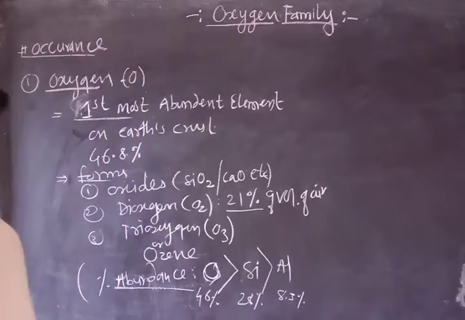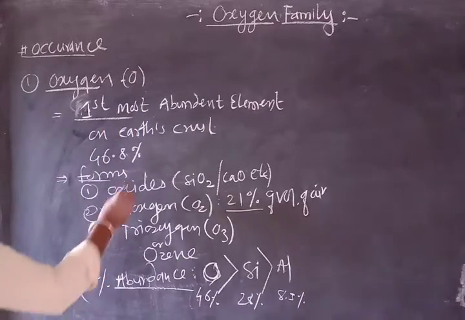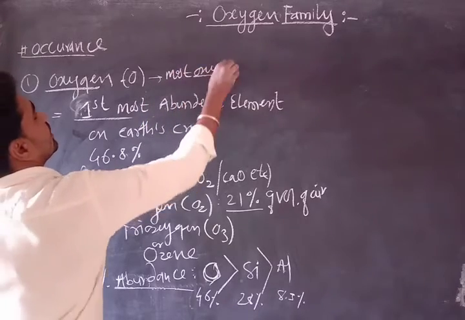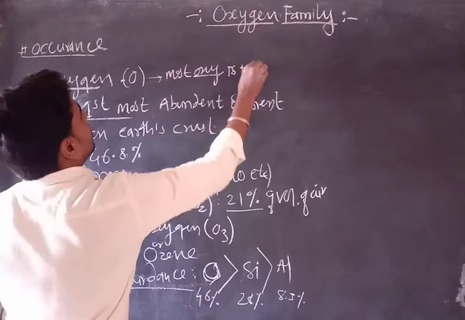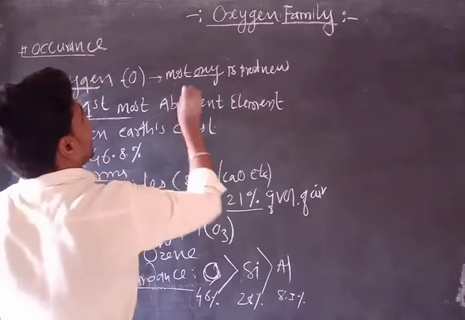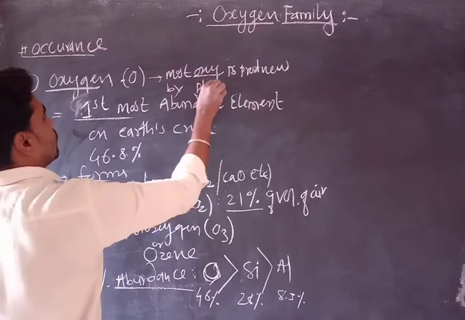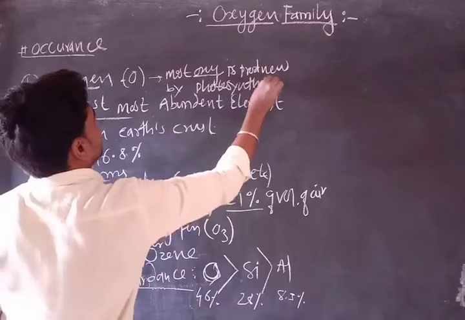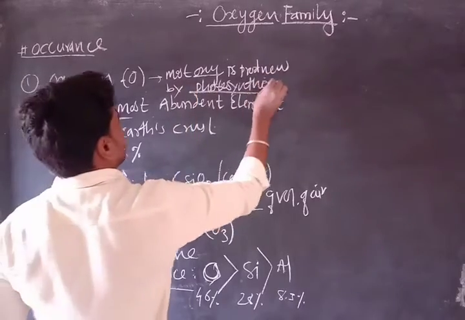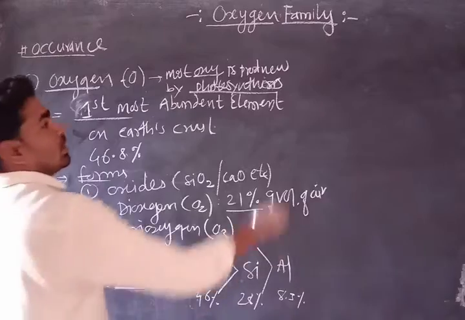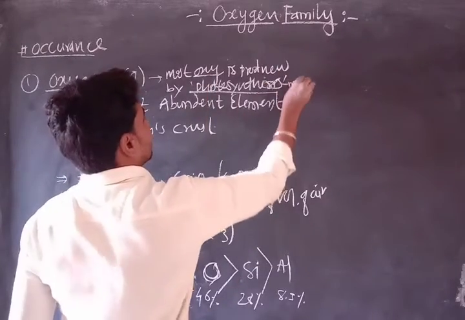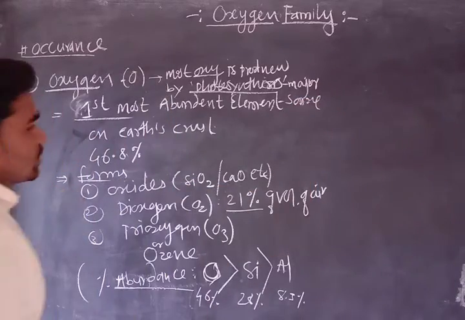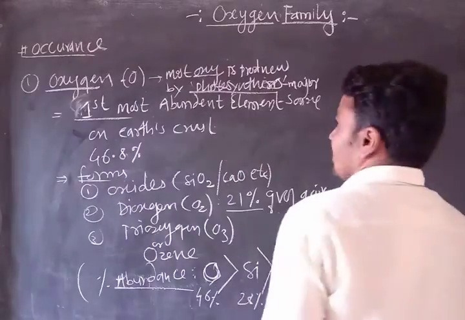And let me tell you the most important thing: most of the oxygen is produced by the process of photosynthesis in plants. Photosynthesis is the major source of oxygen. So these things you have to remember about oxygen.